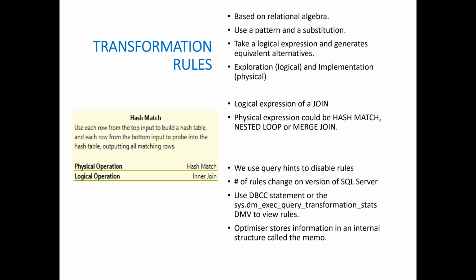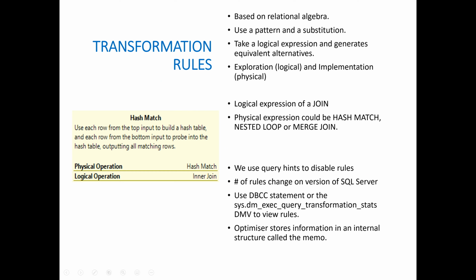If they are implementation transformations, then they are classed as physical. The perfect example would be a join. If we take a logical expression of a join, most of us will write a join, left join, outer join, etc. But the physical expression, what's actually happening in the optimizer, could be a hash match join, a nested loop join, or a merge join. Not many of us write queries like that. If we do, then we're either really clever or really scary.